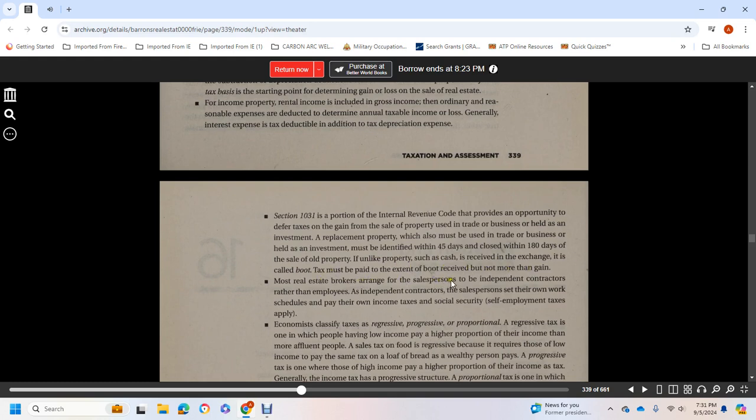Most real estate brokers arrange for salespersons to be independent contractors rather than employees. Independent contractor salespersons set their own work. Salespersons pay their own income taxes, and Social Security self-employment taxes apply.